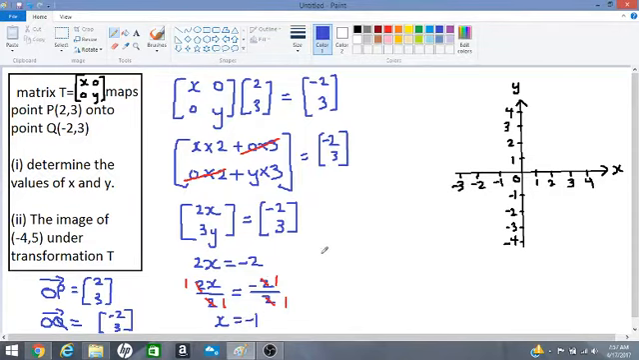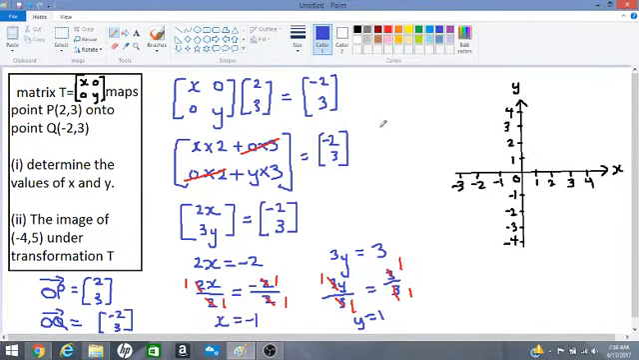Okay, let's work out y now, equating 3y to 3. We have 3y equal 3. Let us divide both sides by 3. 3 into 3, 1. Which gives y is equal to 1 over 1, which is 1.